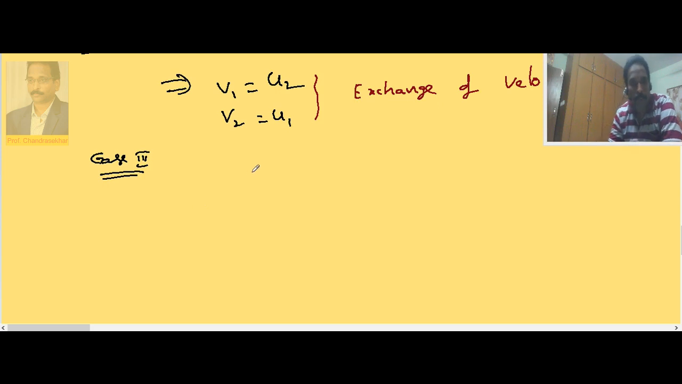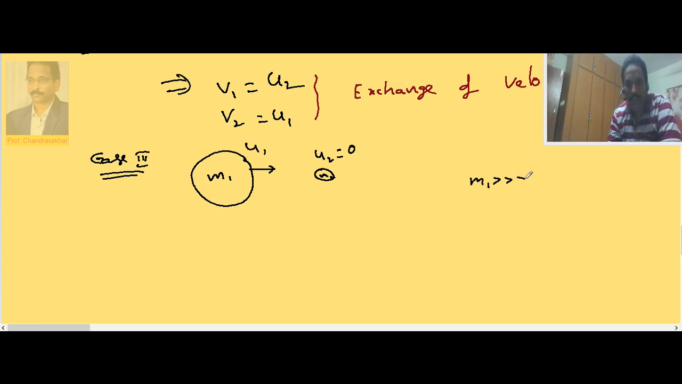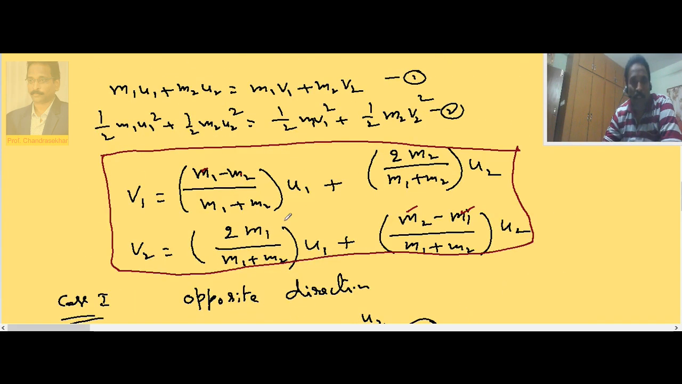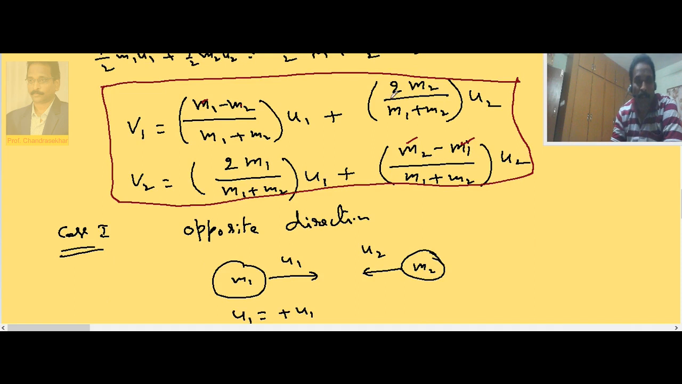Imagine a heavier body in motion, m1, m2. The second body is at rest, the first body is in motion. Here m1 is much greater than m2, and it collides with a lighter body at rest elastically. Then what about the velocity of the first one? Now let us take the same equations. Here the second body is at rest, so we need not consider this term.